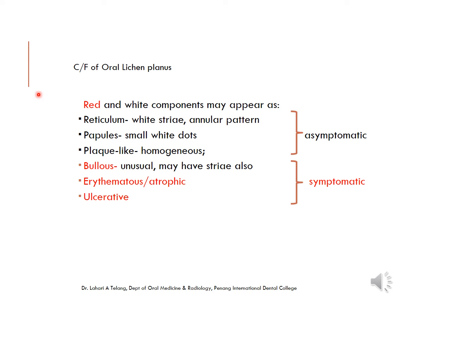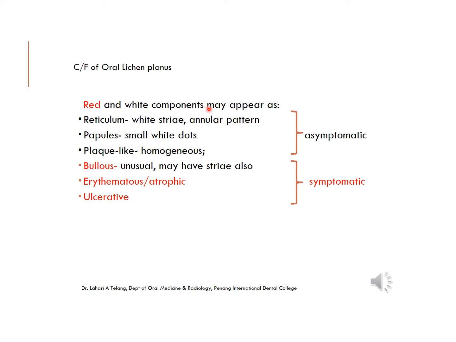So if you've noticed, I've put the first 3 in black and the rest in red. There's a reason for this. The bullous, erythematous or atrophic, and ulcerative types are extremely painful conditions, and hence they are symptomatic.